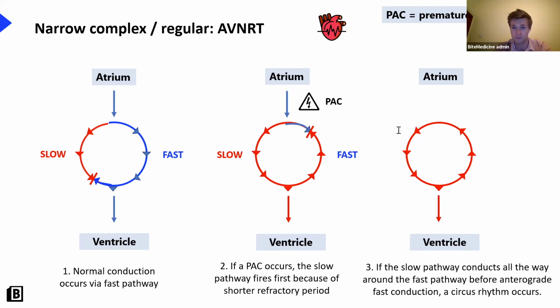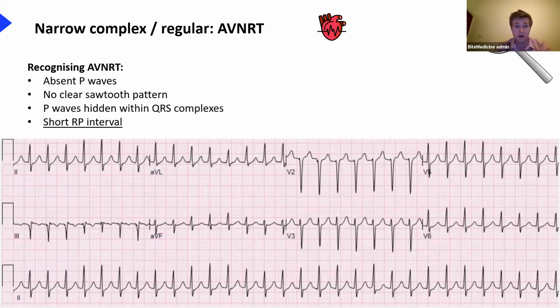Okay. So this is for AVNRT. So how to recognize it? Well, again, you're not going to be expecting to see P waves if it's running really, really fast. If you can slow it down a bit, you might see P waves, and they're going to be all over the place. Okay, so you have to kind of go hunting with your magnifying glass, and some of the cardiologists are absolute wizards at finding these P waves.